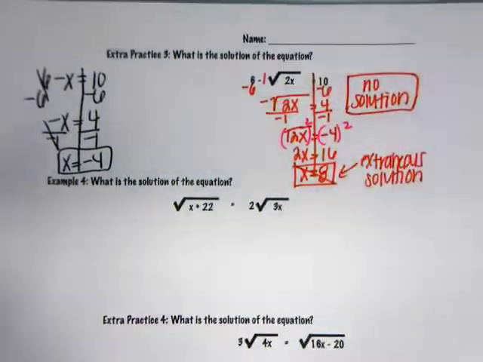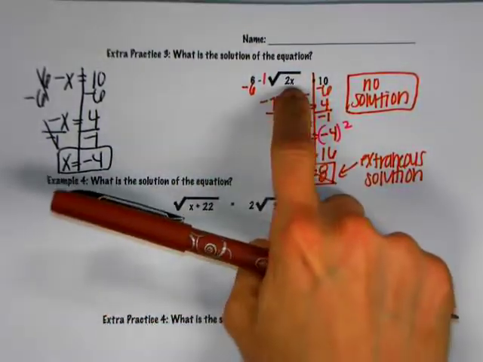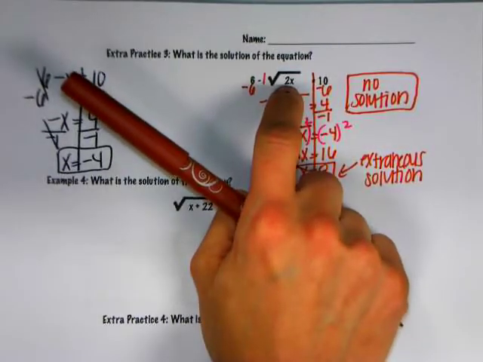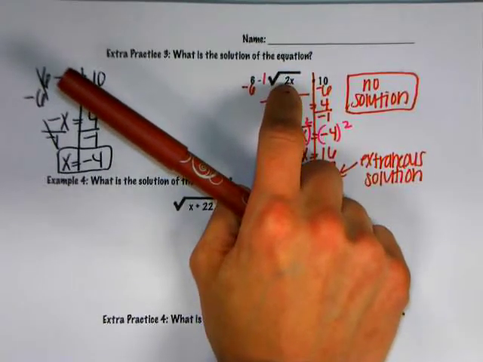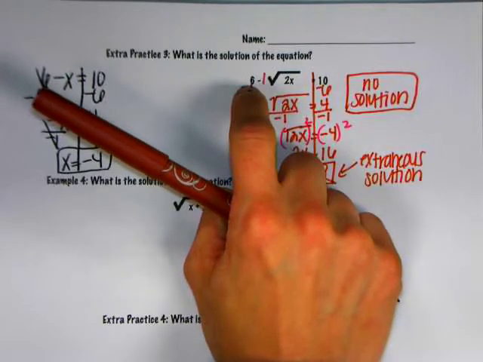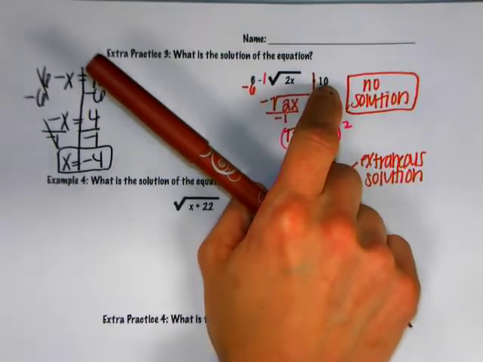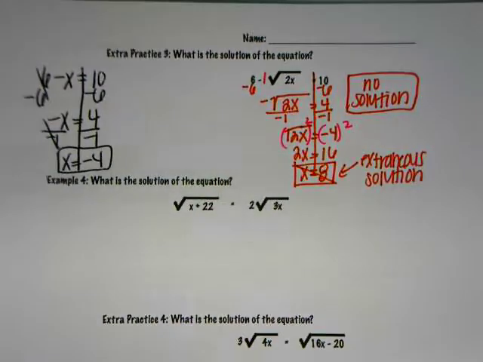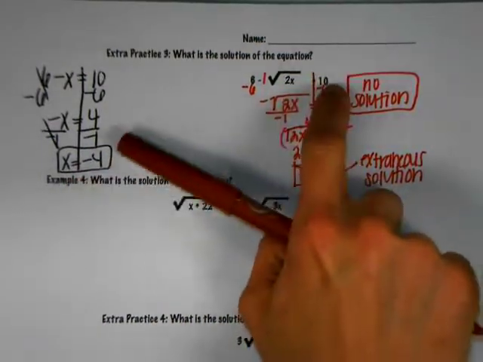If you wanted to check it, how would you check that? Plug 8 in for that. So 2 times 8 is what? 16. Square root of 16? 4. Times negative 1? Negative 4. So you basically do 6 minus 4, which is 2, equals 10. Yeah, it doesn't work. Or you could honestly just plug it in the calculator, like plug this whole side in and press enter and see if it equals that.